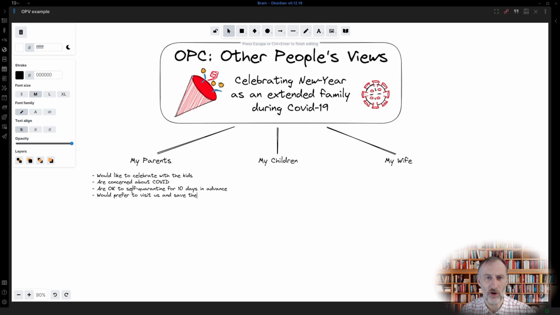What views are my parents holding? They would love to meet with the kids. They are concerned about COVID. They are okay to self-quarantine for 10 days before the event. And they would rather visit us to avoid the hassle of preparations.